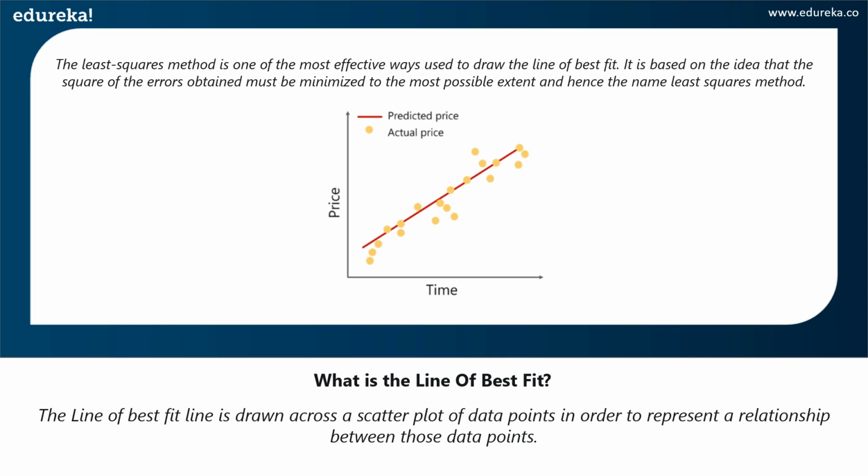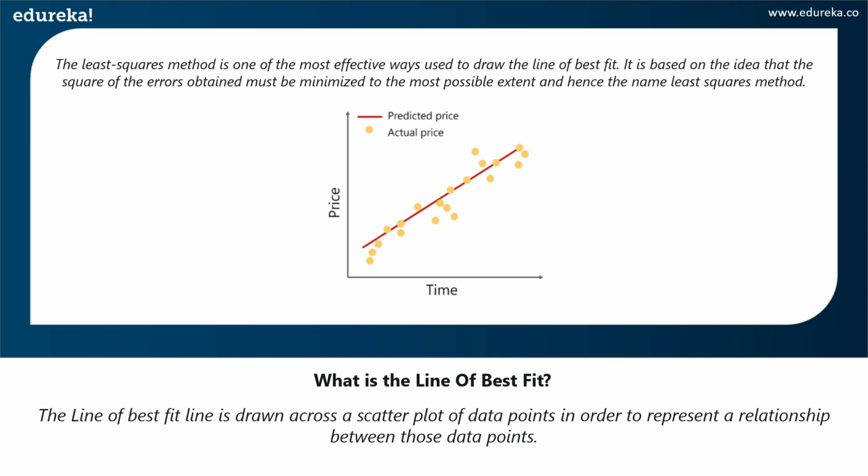Now the least squares method is one of the best and one of the most effective ways in which you can draw a line of best fit. It is based on the idea that the square of the errors that are obtained must be minimized to the most possible extent, and that's why it has the name least square regression.